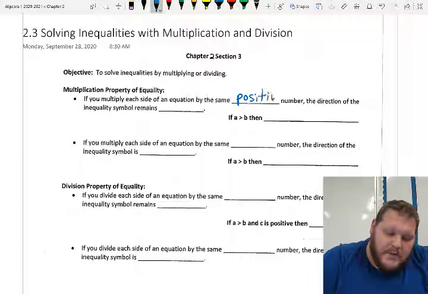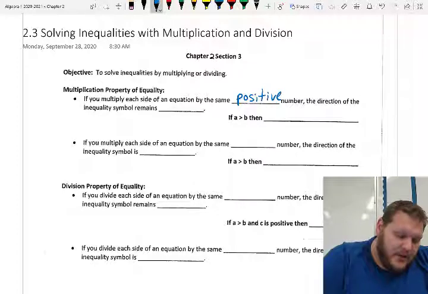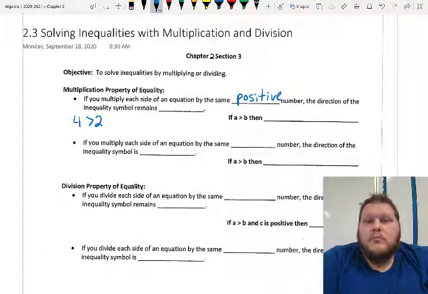If we multiply by the same positive number on both sides of my inequality, let's take a look and see what happens. I'm just going to be using a pretty simple inequality for our example here. If we start with 4 is greater than 2. That is a true inequality. 4 is greater than 2.